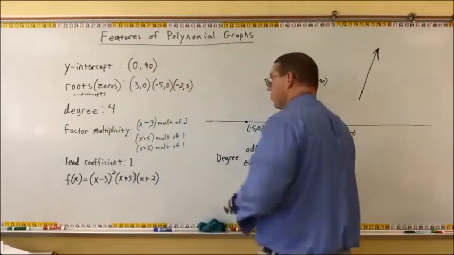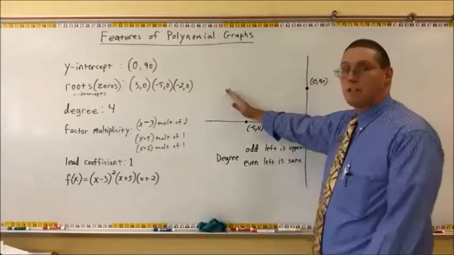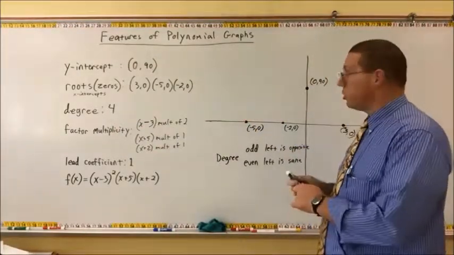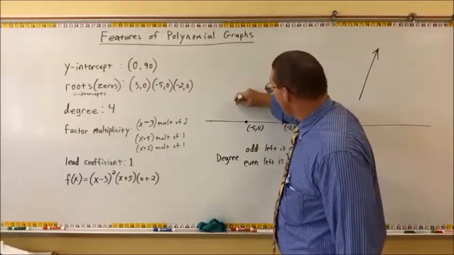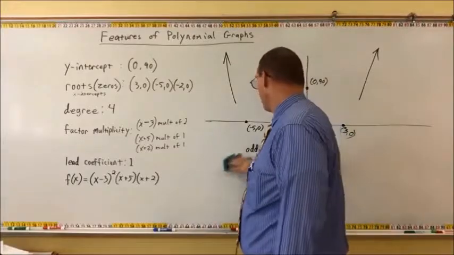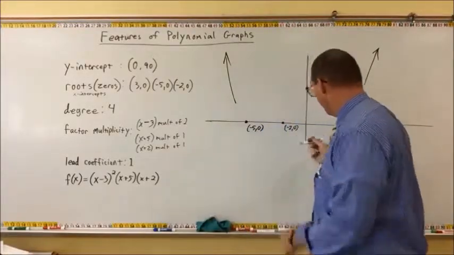And so because this degree is 4, that's an even number, we know that the left side is going to have an arrow pointing in the same direction as the right side, which is up. So we know that the left side is going to end going up. Now we just have to worry about what's going on in the middle of the graph. Let's see what we can do here.